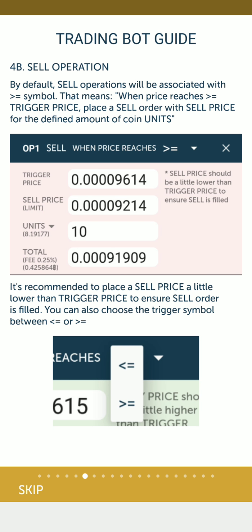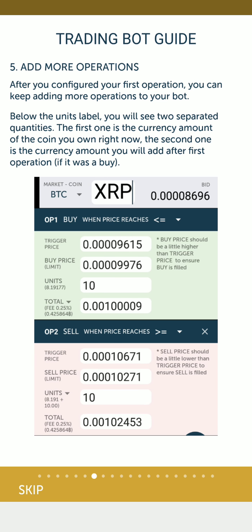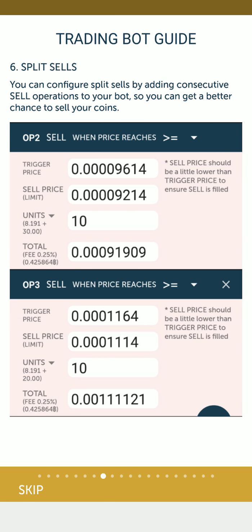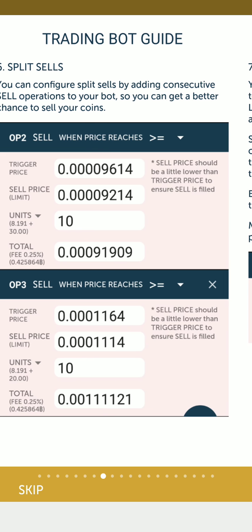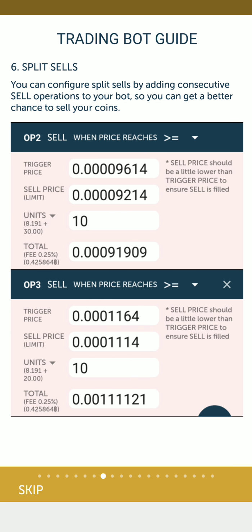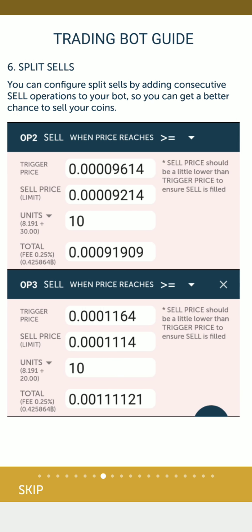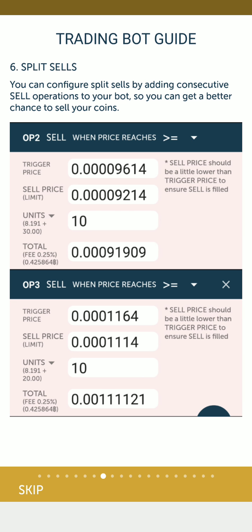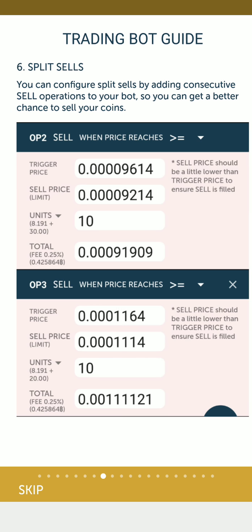Okay, so here's the sell, same thing. We already just went over that. Once you get everything set up, basically you turn it on. You can configure the split sell by adding consecutive sell operations to your bot so you can get a better chance to sell your coins. So let's go back.